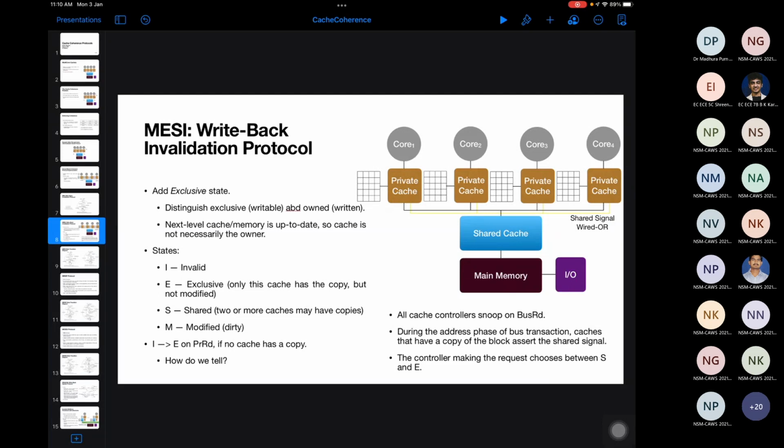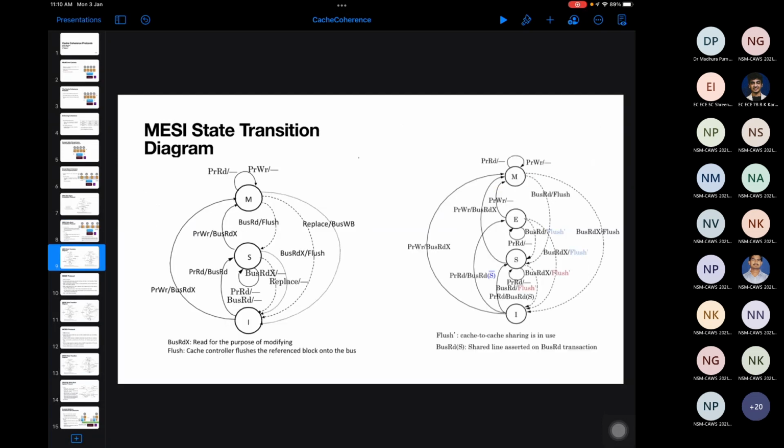Now if we see the state transition diagram for this, I just put it for comparison purposes. We already saw MSI protocol, and now we are designing MESI protocol. So I place these two back to back, adjacent to each other, so that you can clearly see what the difference is.